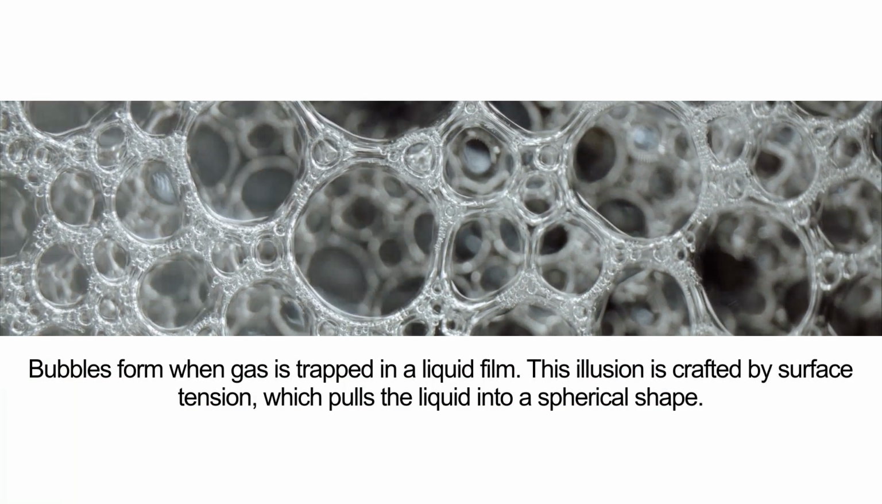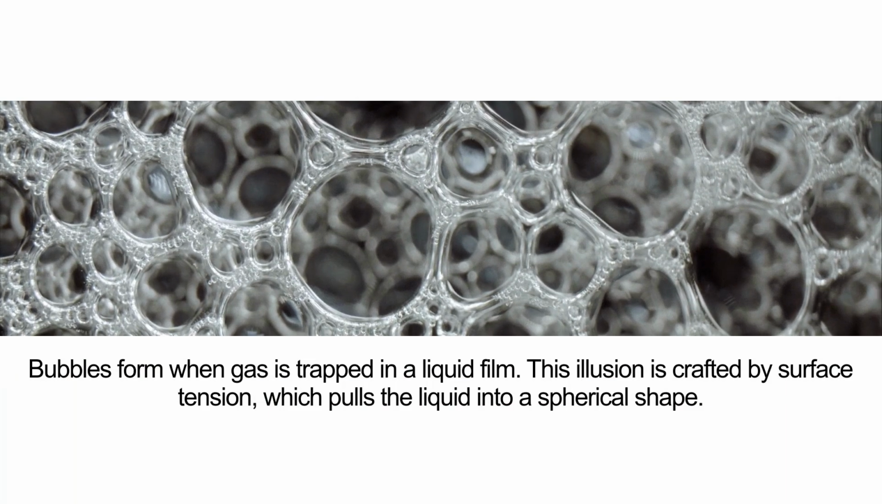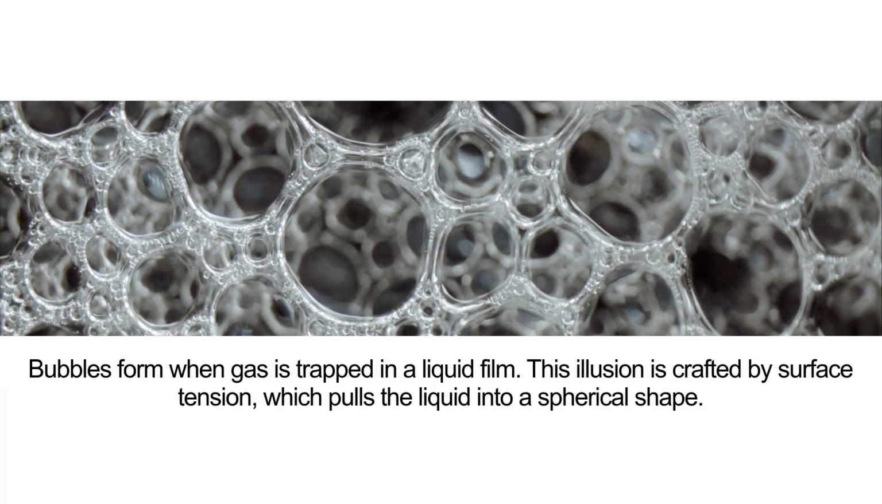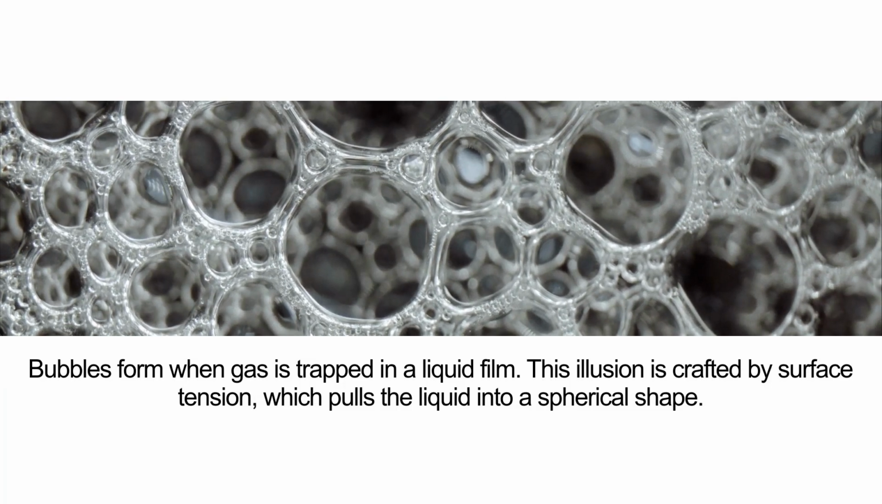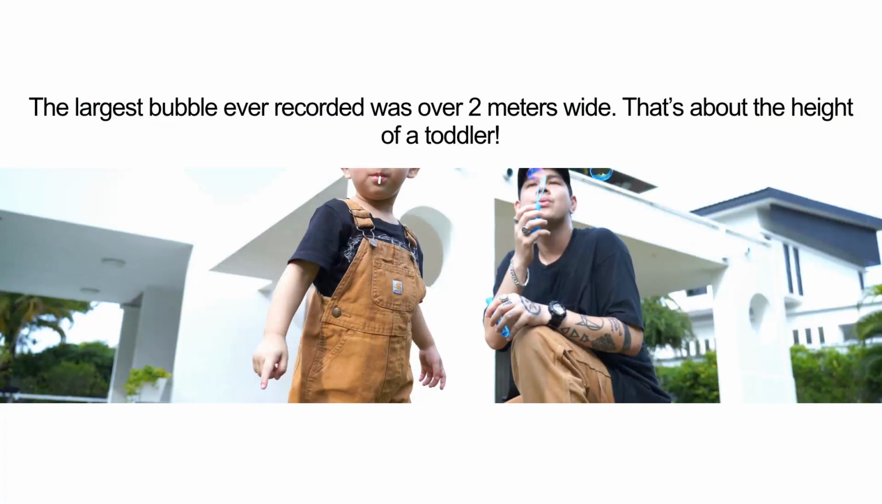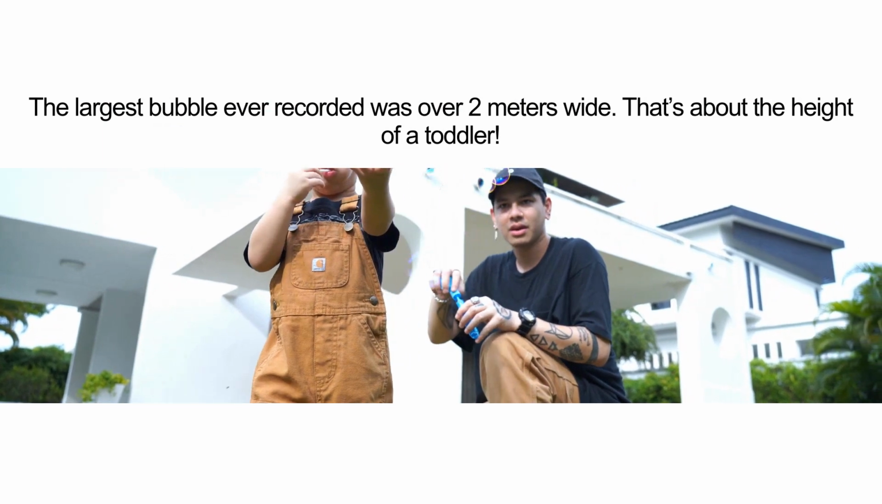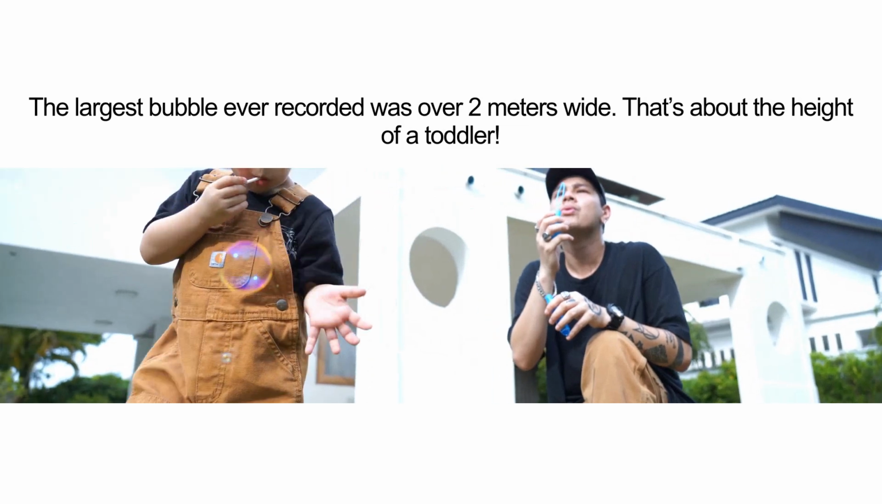Bubbles form when gas is trapped in a liquid film. This illusion is crafted by surface tension, which pulls the liquid into a spherical shape. The largest bubble ever recorded was over 2 meters wide. That's about the height of a toddler.